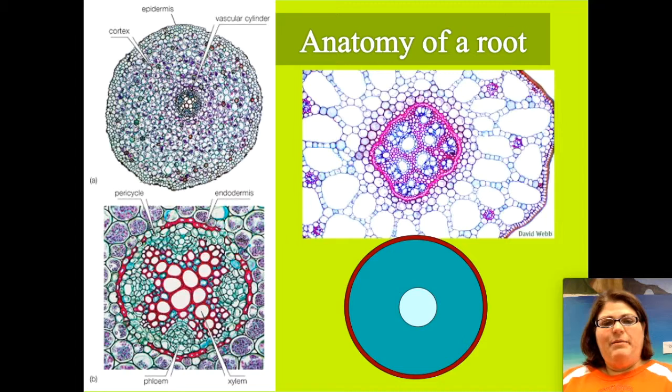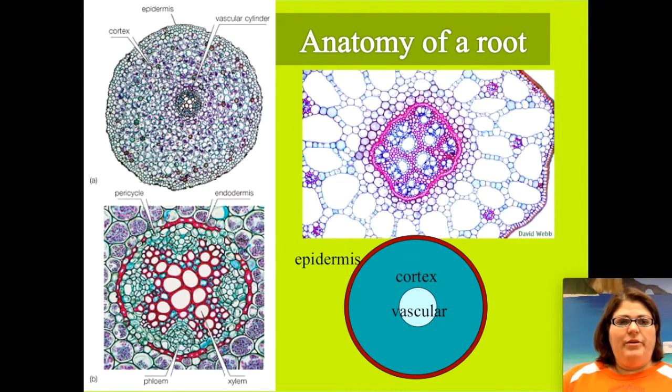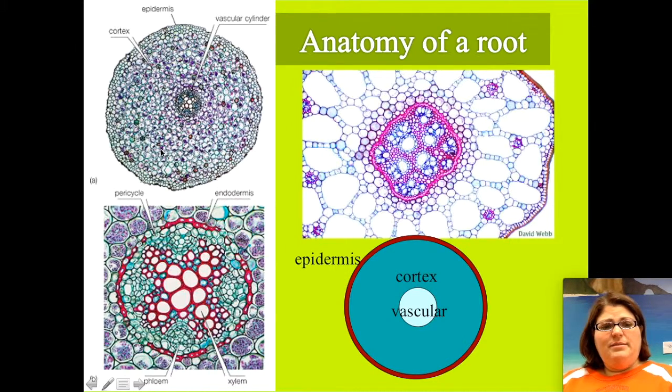When we look at the anatomy of a root, there's a couple of important pieces to consider. The root basically looks like this, where there's an epidermis on the outside, cortex in the middle, and vascular tissue in the very most middle. The arrangement of the vascular tissue is different in monocots and dicots, and so we can see in this picture that it makes an X. In other types of plants, the vascular bundles are more scattered.